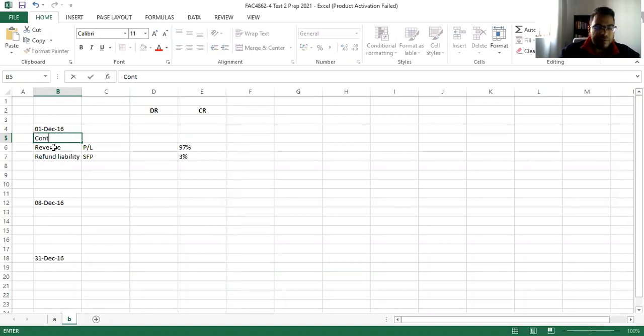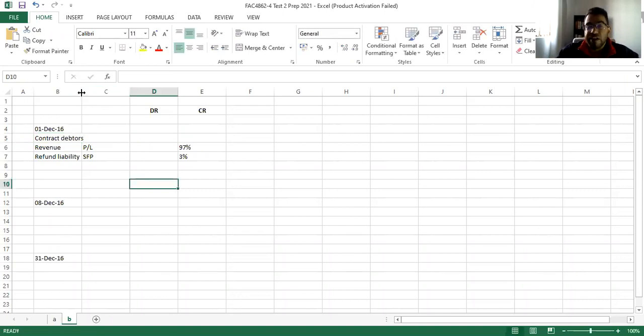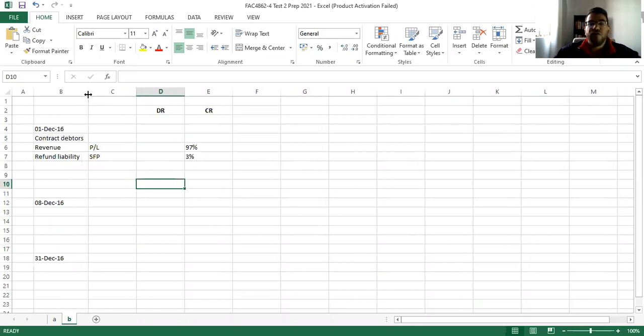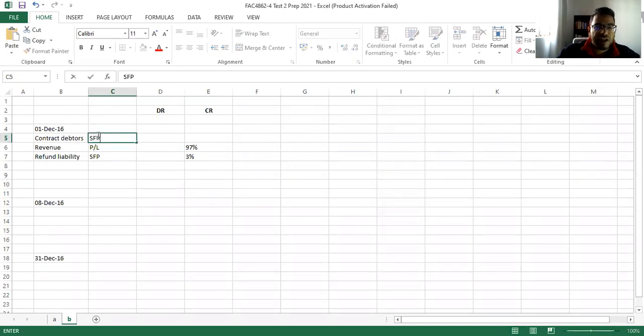In IFRS 15, we call it contract debtors. Before IFRS 15, we called it trade receivables. Now we call it contract debtors. Contract debtors will form part of trade and other receivables when you look on the balance sheet. So contract debtors is a balance sheet account, SFP. We will recognize it at 100%. Now let's actually go and work out what is the 100%, what is the 97%, and what is the 3%.